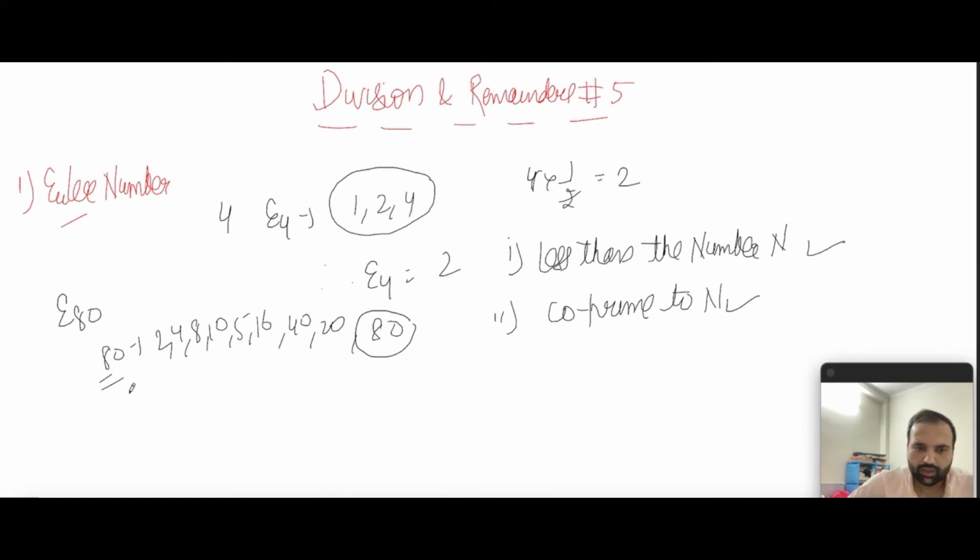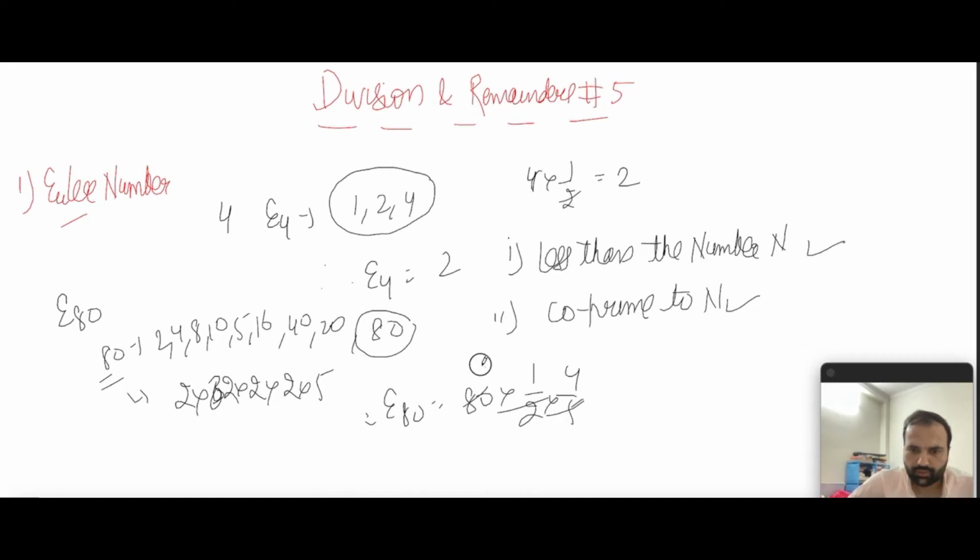Okay, so how do we find it? Simply we take the prime factorization. So what we can do is simply 80 into 1 by 2 into 4 by 5, so 32. So the Euler of 80 is 32. Now how I got this, I'll come on to that as well. I've taught this in the last class as well, but again I'll repeat this over here, how we have done it.